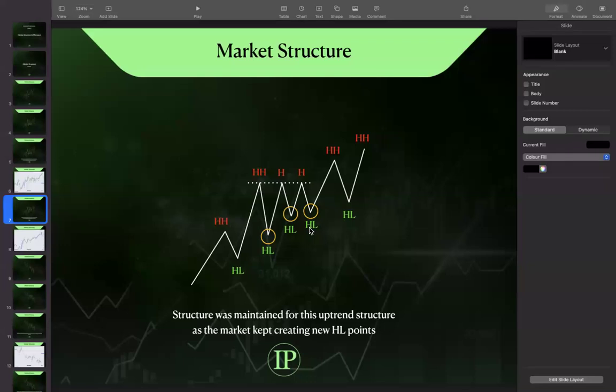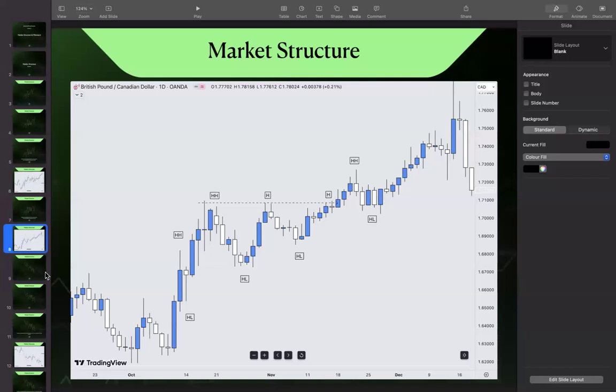And another scenario that you may find is where price basically stops creating new highs, but the higher lows are still maintained. So structure was maintained for this uptrend structure as the market kept creating new higher low points. We know that in order for price to go higher, it needs to break past a previous high. Other times you will find that price will rest on a high, on a resistance level, and then continue to create higher low points as it goes up. So let's look at an example over there.